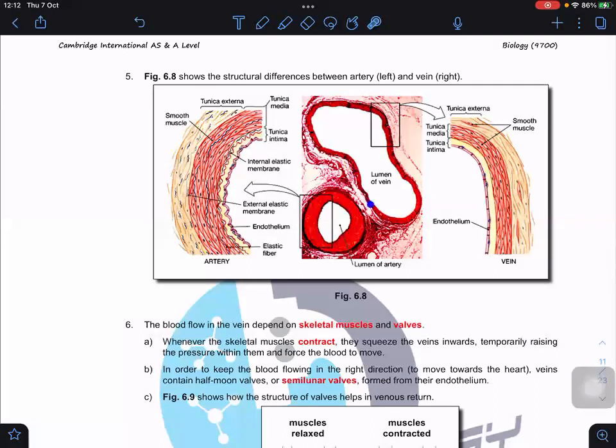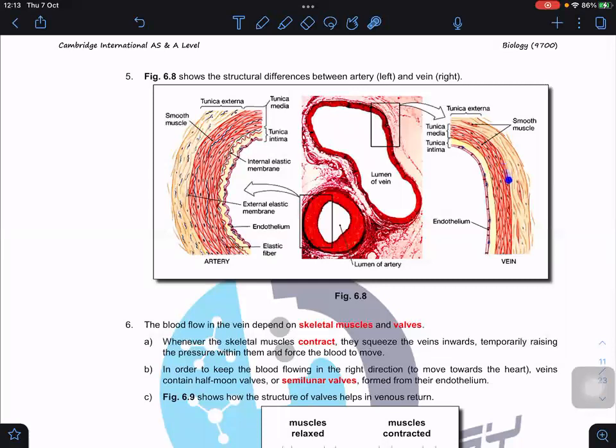Those are the tunica media. So this is the lumen, and you can see the outside layer, they are the tunica externa. Can you see that? A lot of connective tissue. If you compare both of them, you can see that the tunica externa is relatively the same. Are you clear? But in the artery, you still have some elastic fiber. Can you see that elastic fiber? But in the vein, no elastic fiber. Most of it is collagen fiber.